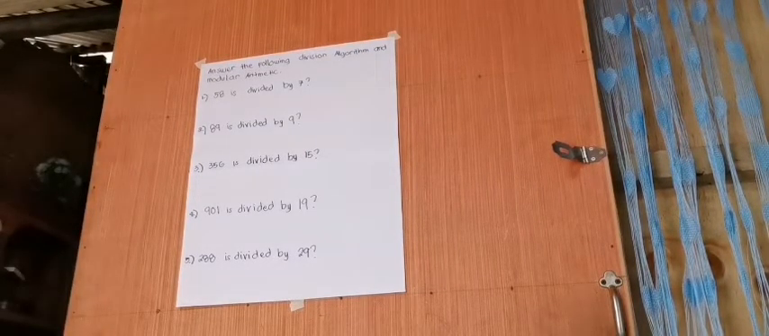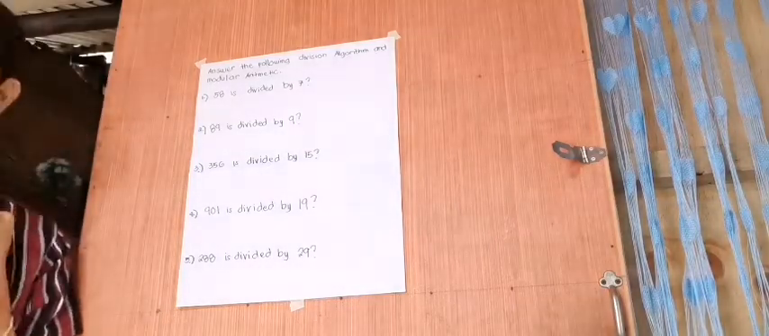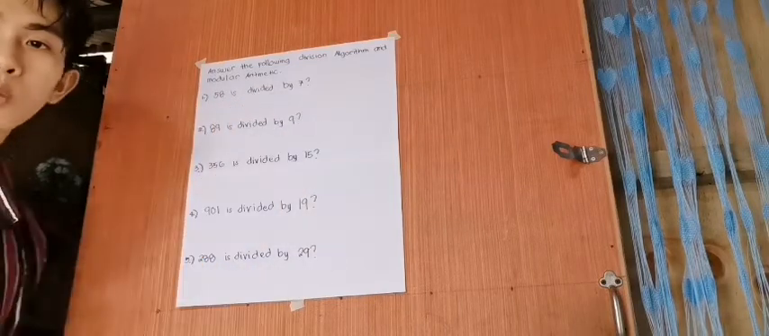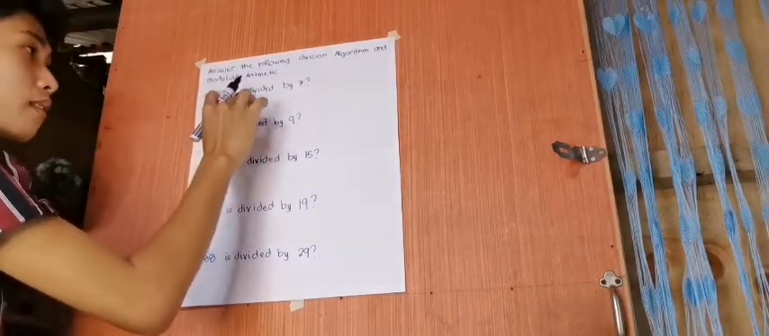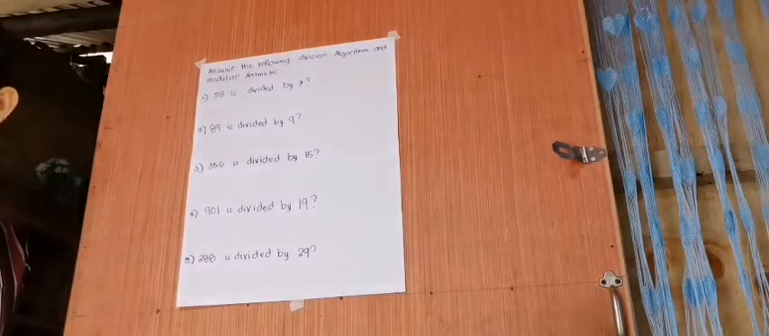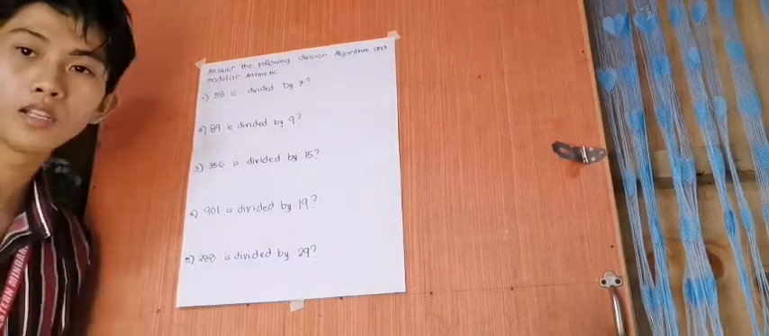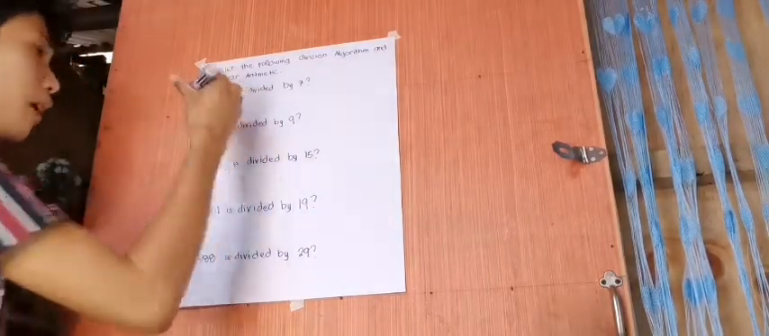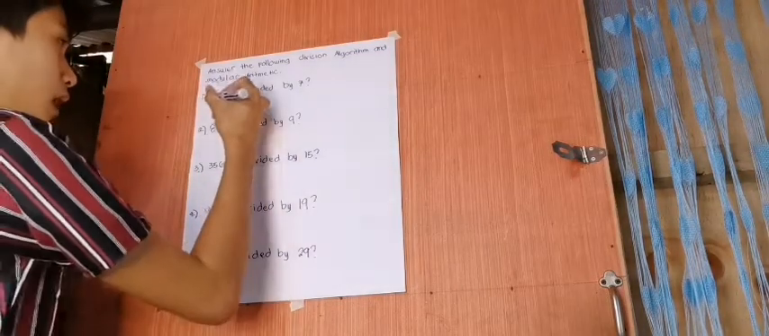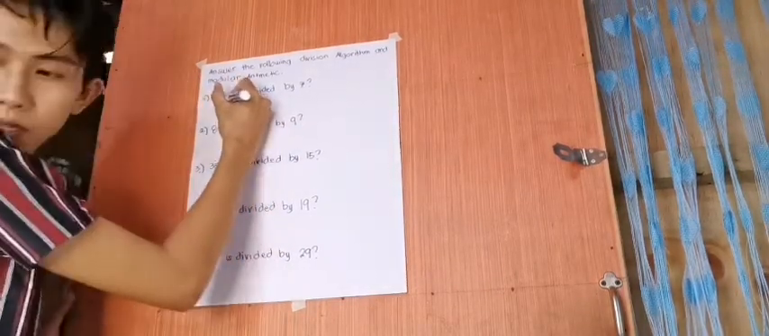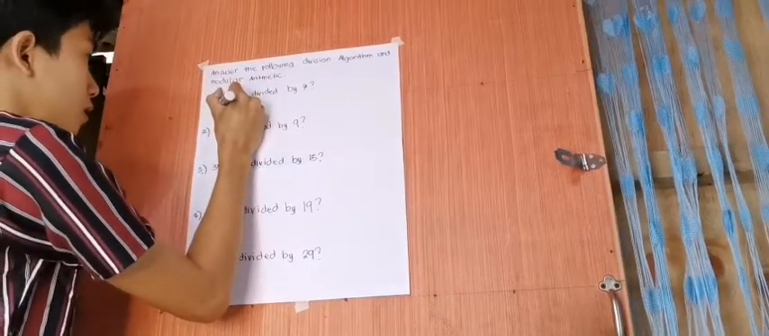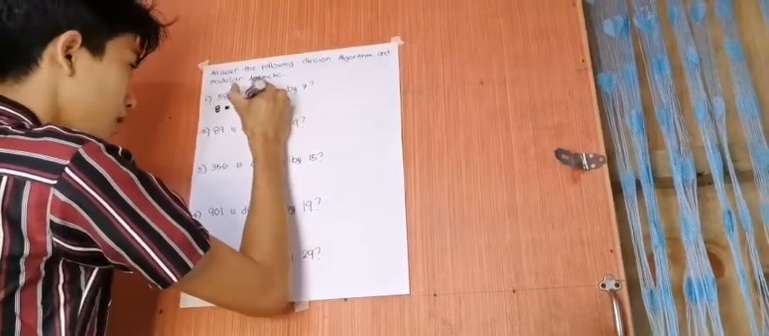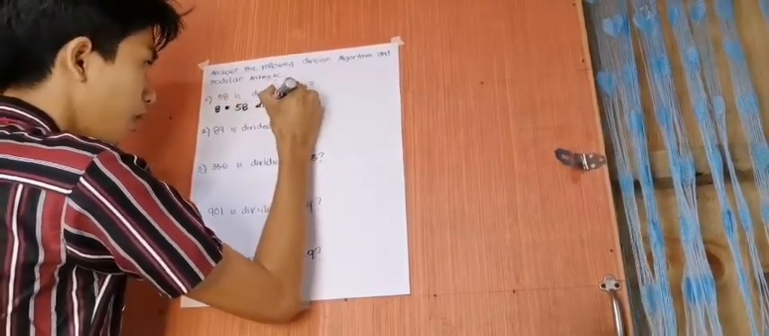So 58 is divided by 7. First we'll get our quotient. 58 divided by 7, the answer is 8. You don't need to put the remainder first, you need to put the quotient. So our answer is 8. So 8 equals 58 div 7.